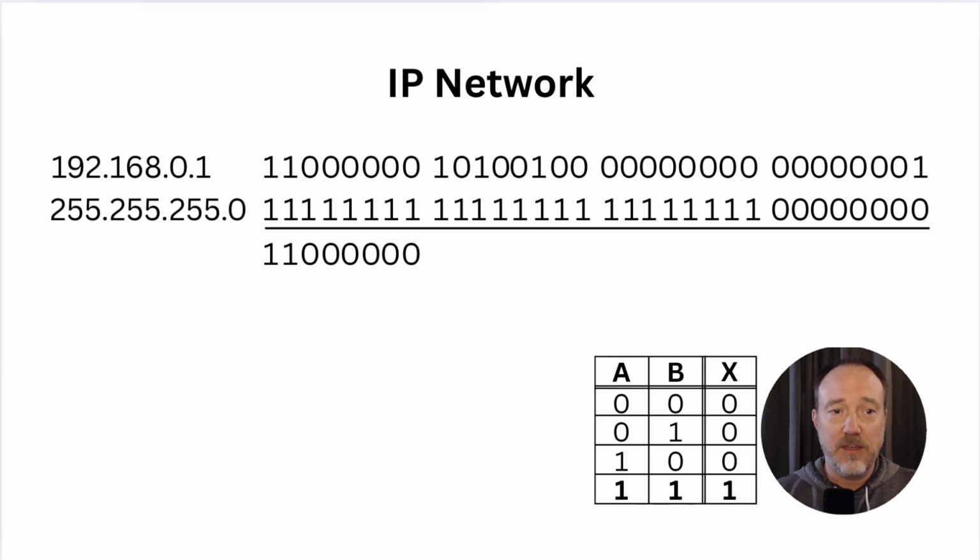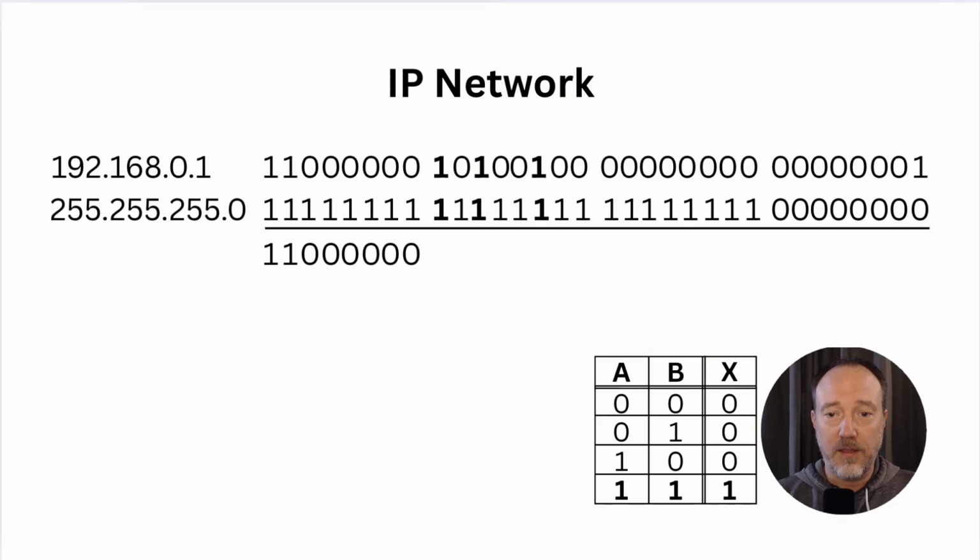So we can see from the truth table that the only time we get an output of 1 is when A and B are both 1. So every other combination is going to be a 0. When we look at the address and the subnet mask, there's only 3 places where we see a 1 in the IP address and a 1 in the subnet mask that correspond. Those are the ones that are bolded here.